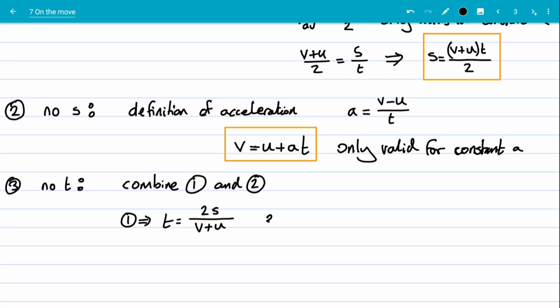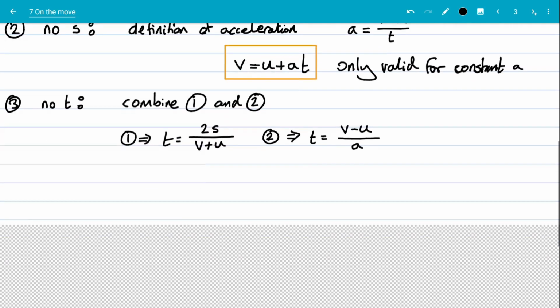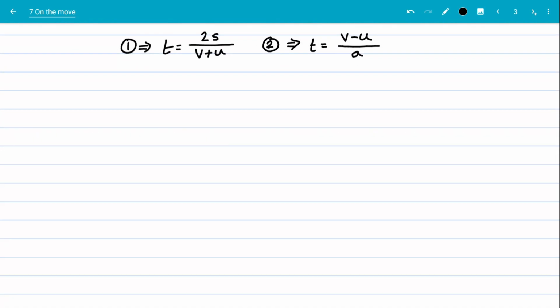We also know that equation 2 can be written with T as the subject. Equation 2 would be T is equal to V minus U divided by A. And again, I hope your algebra is quick enough. Well, if the equation on the left is equal to T and the equation on the right is equal to T, then the equation on the left is equal to the equation on the right. So we could say that 2S divided by V plus U is equal to V minus U divided by A.